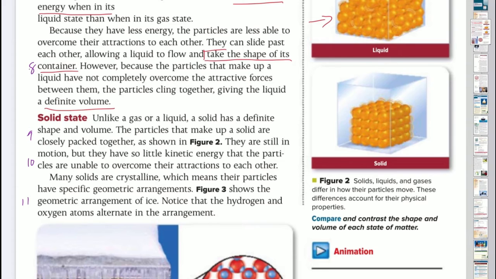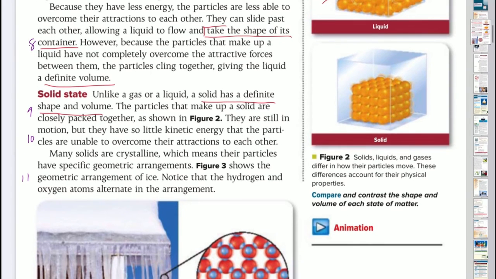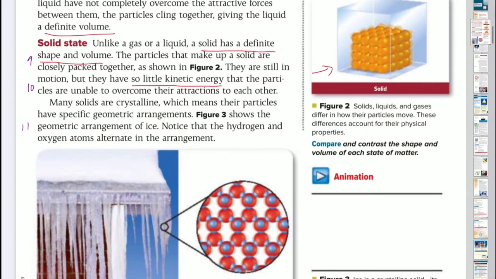Okay. So the solid state. Unlike a gas or a liquid, a solid has a definite shape and volume. The particles that make up a solid are closely packed together, as shown in Figure 2. So our solid in Figure 2 is right here. They're still in motion, but they have so little kinetic energy that the particles are unable to overcome the attractions to each other. So the particles in a solid have very little kinetic energy.